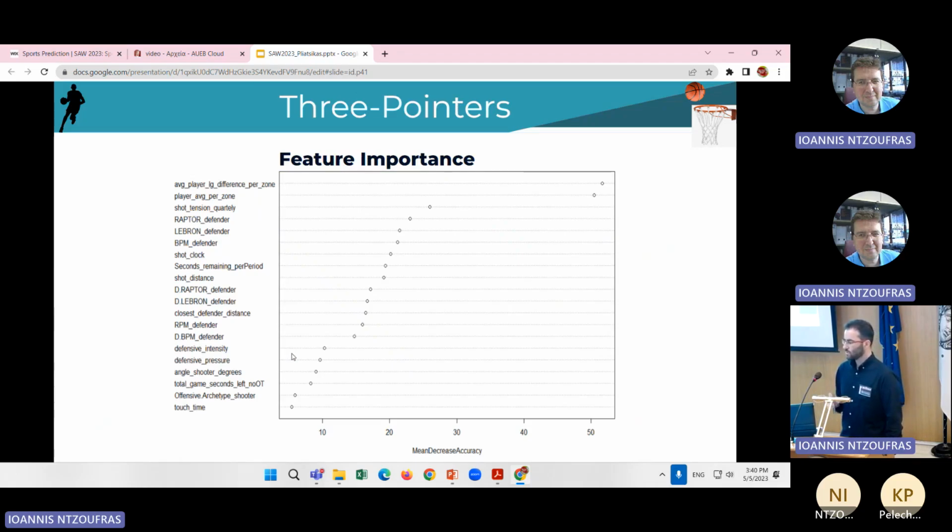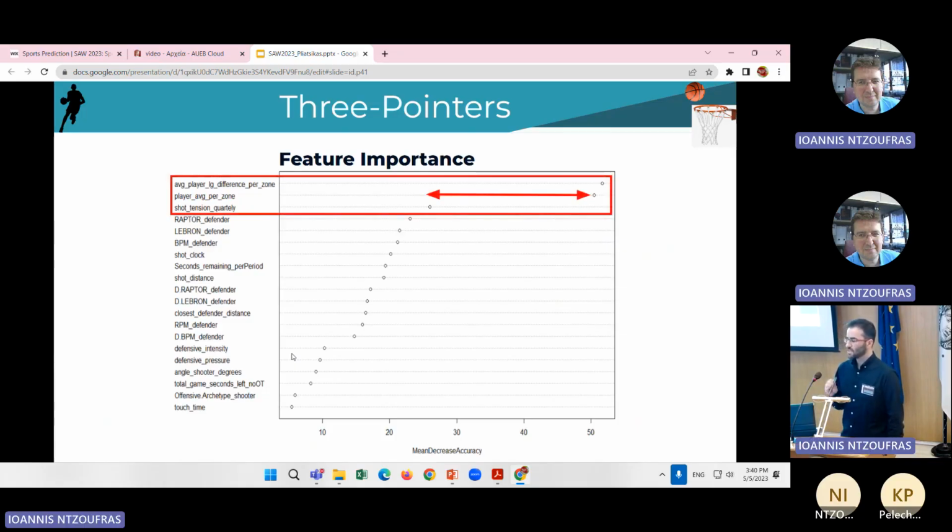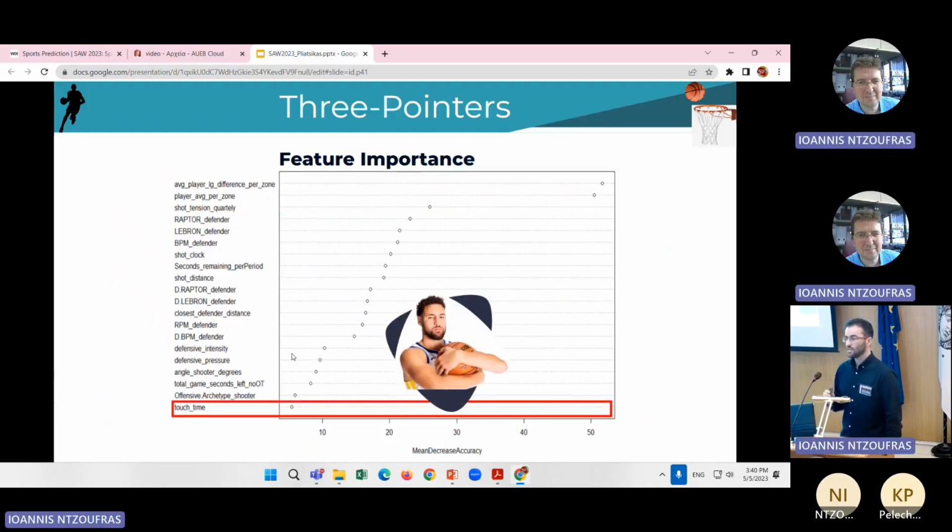When we focus on the 3-pointers, we observe that the success was mainly affected by each player's field goal percentage per shooting zone. We also observed a significant shift in importance between the rest of the indicators, which were related to the score difference, the time left on the shot clock, and metrics indicating defensive abilities.